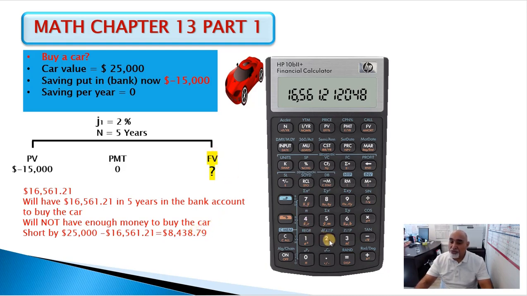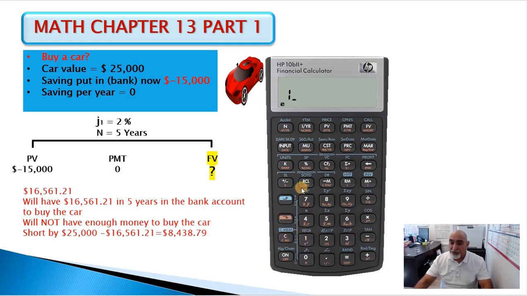Okay, this question can be done differently, and that is, how long will it take to get 25,000? Then you do put in your 25,000 here, and then you press N. This says 25 years is what it will take to get from 15,000 to 25,000. But the question isn't how long. The question is, will you have $25,000 in 5 years?